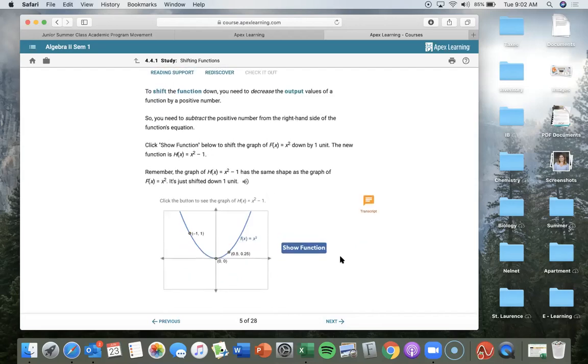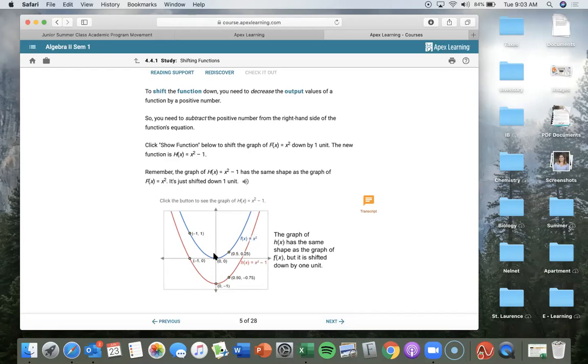All right, if we want to shift a function down, we have to decrease the output value by a positive number. So for example, if we want to move the function down 1, instead of adding 1 to the right-hand side of the equation, we're just going to subtract 1. We're moving our graph down.